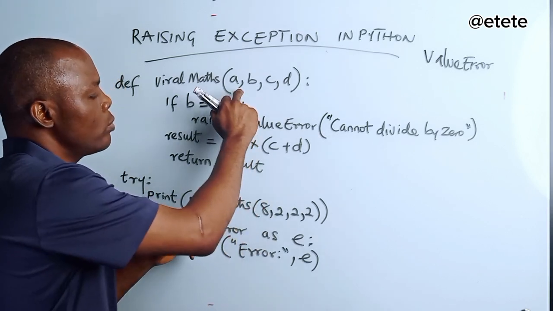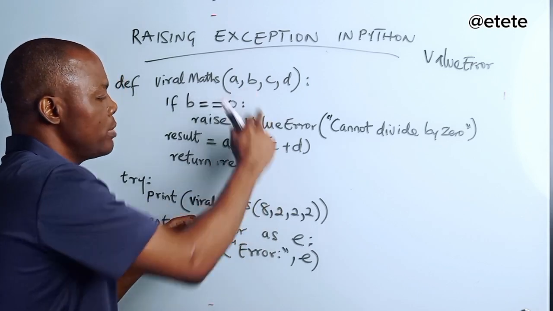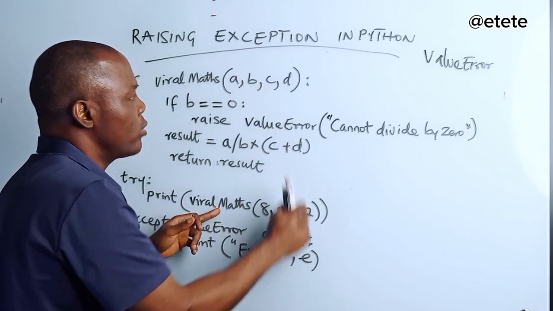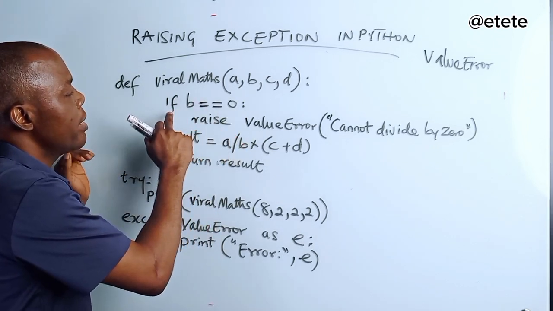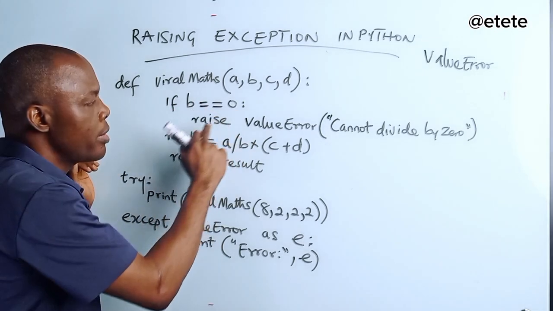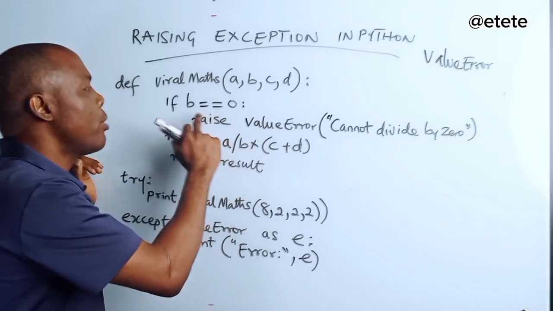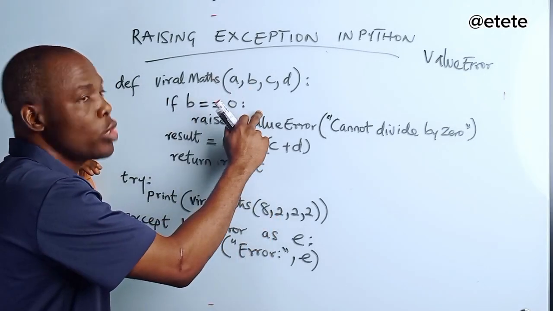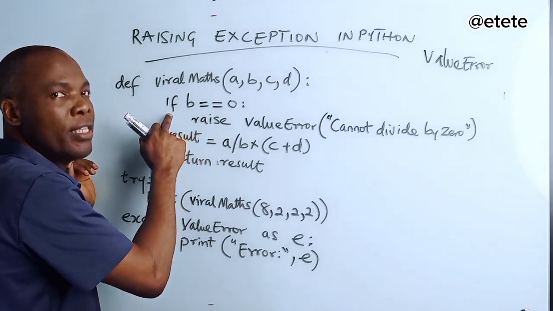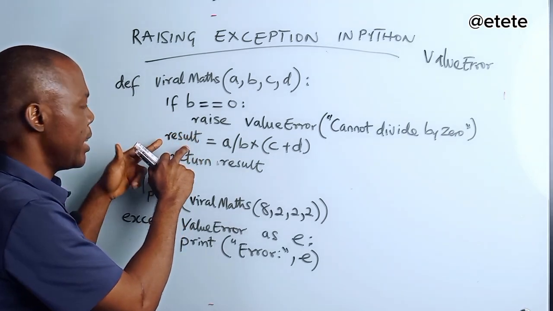This 8 will be given to A, 2 will be given to B, 2 will be given to C, and this other 2 will be given to D. Then it will come in. It will check: if B equals 0, raise value error. But in this case, my B is equal to 2, so it is not equal to 0. So it will pass this if, and it will come to this next line.